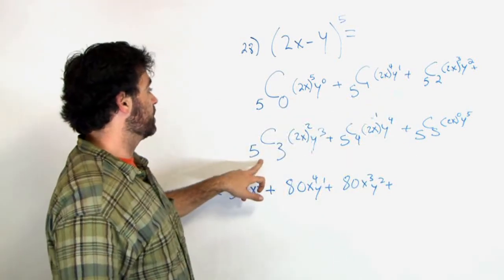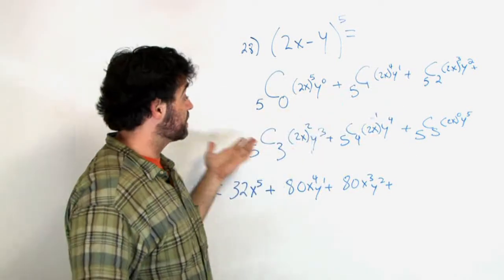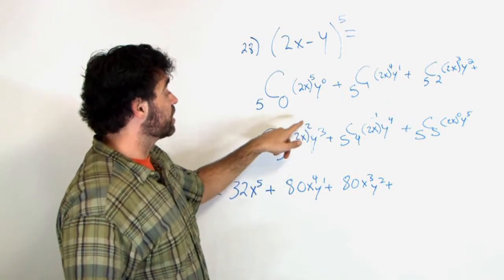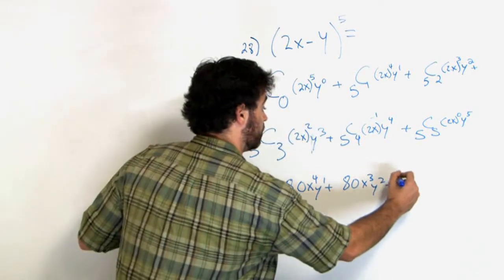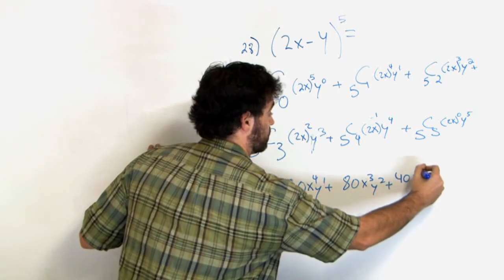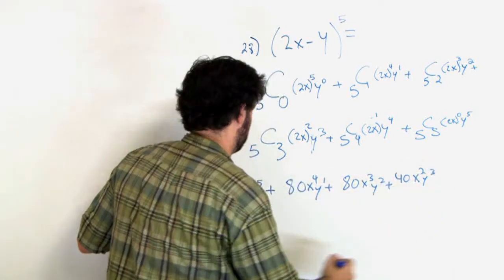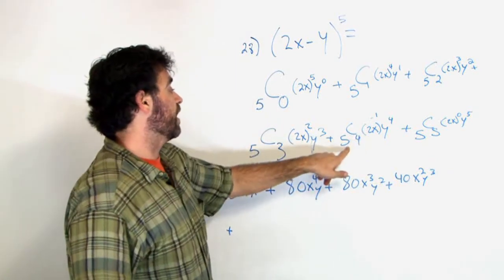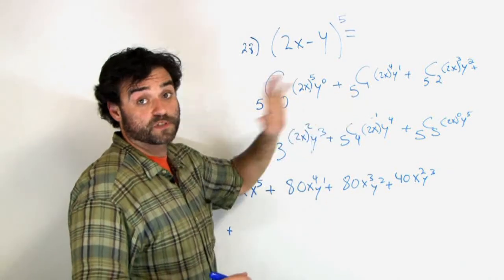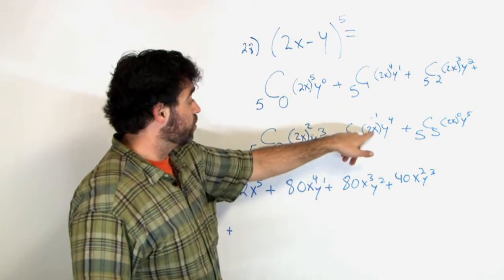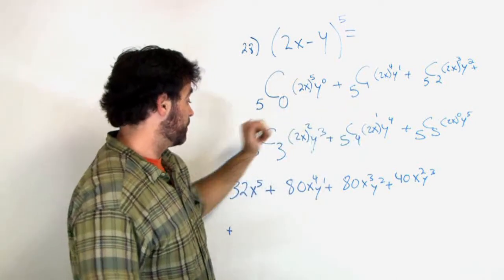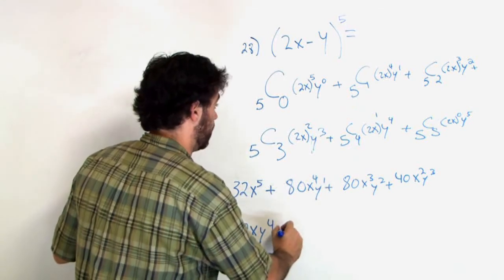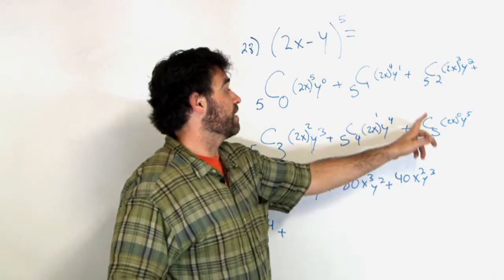we're here, 5c3 is the same as 5c2, so that's a 10. 2 to the 2nd is 4. 4 times 10 is 40. 40 x squared, y cubed, plus, now we're here, 5c4 is the same thing as 5c1, which is 5. 2 to the 1 is 2. 2 times 5 is 10. 10x, y to the 4th. And our final entry, 5c5 is 1.